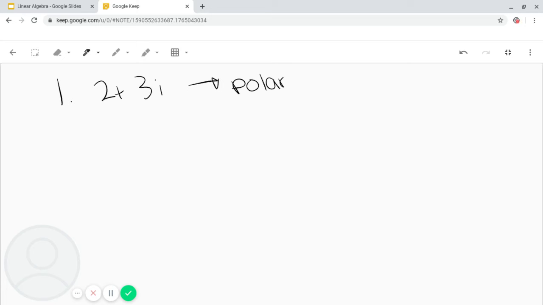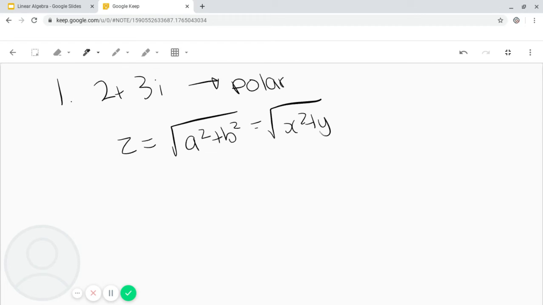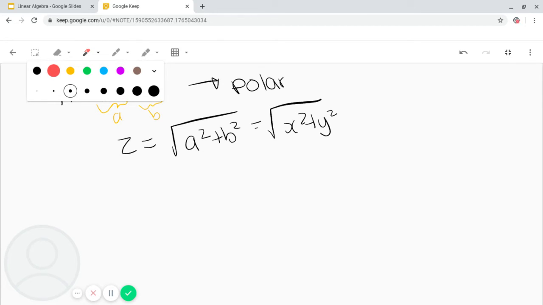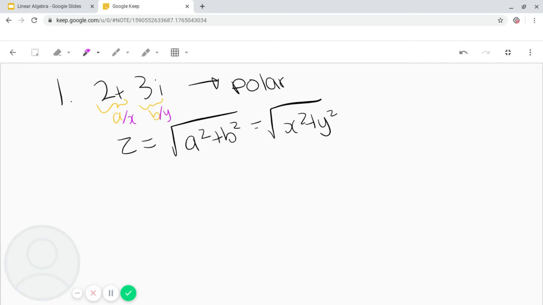So we want to find z first. So z equals root a squared plus b squared, which equals root x squared plus y squared, where this would be a, and this would be b, or that would also be x, and this would be y, if you're thinking about it in traditional Cartesian notation and a traditional Cartesian plane.